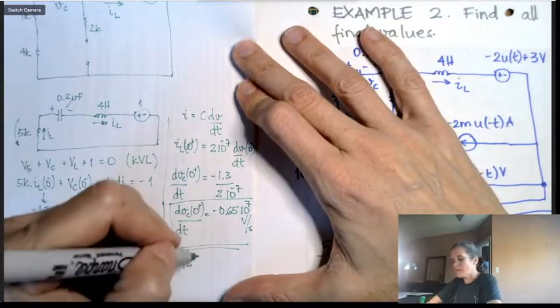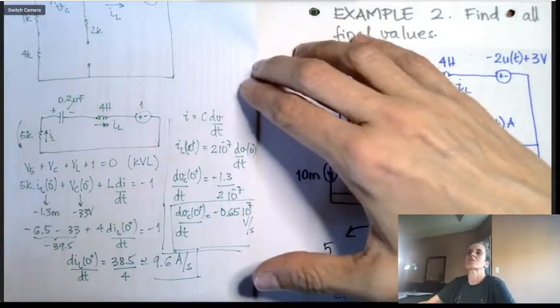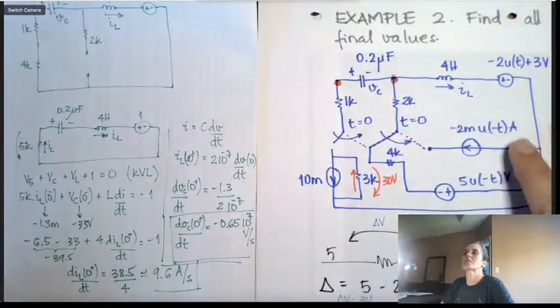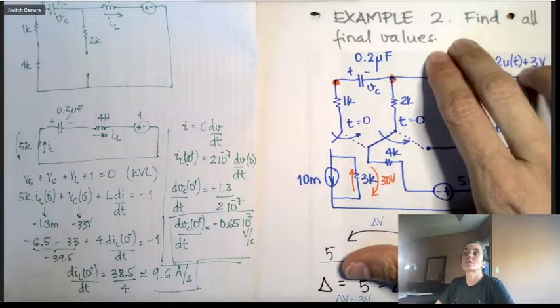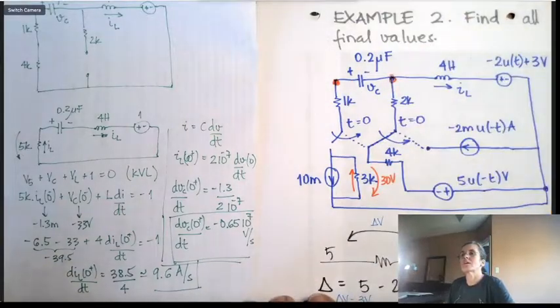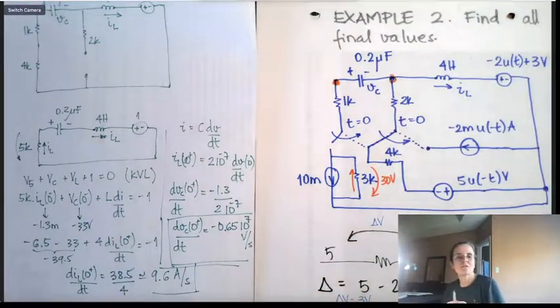So these are the numbers that I've missed for today's class. For this question, find all initial values, but now it's asking also the final value. So let's do that one.